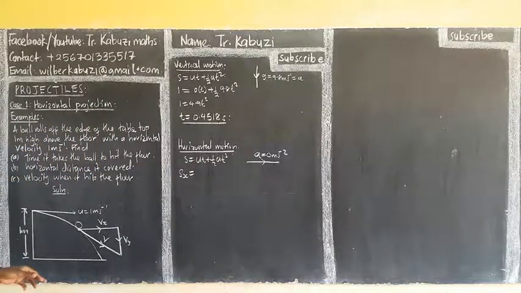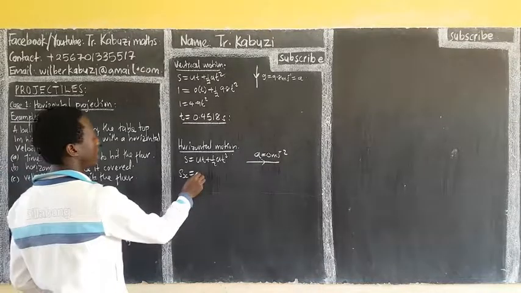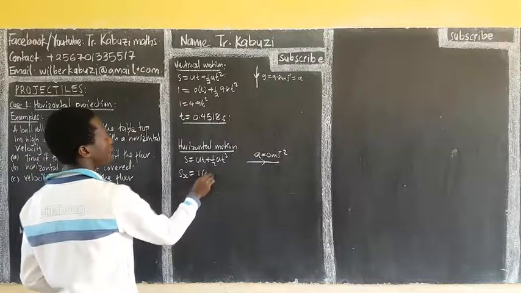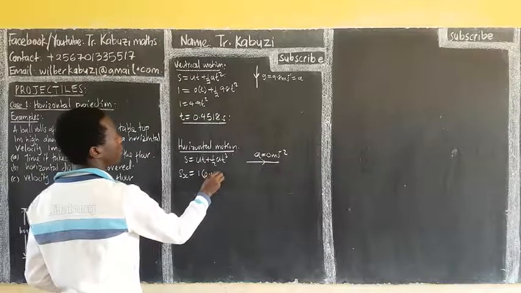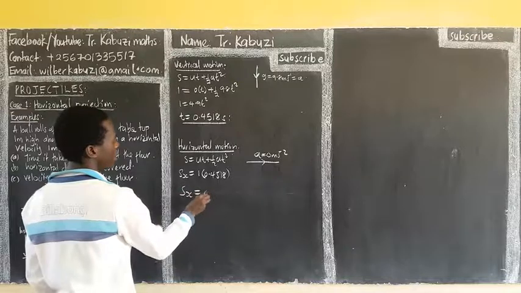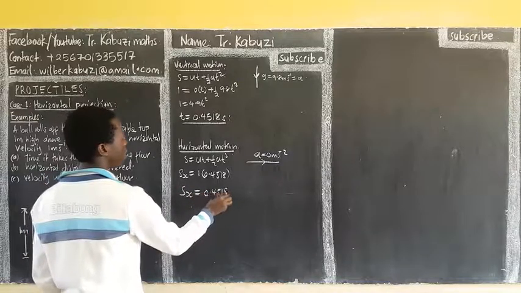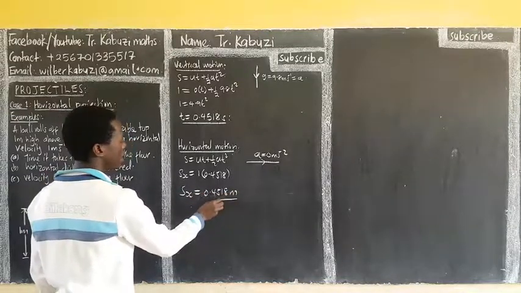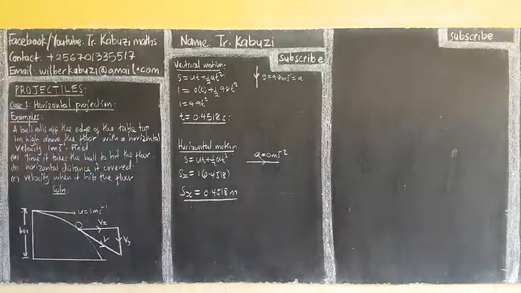our u, where is our u? Our u is here, then the time we have there already, so our sx is going to be 1 times the time, 0.4518, and so our sx is going to be 0.4518 meters, as the distance it will cover by the time it reaches there.